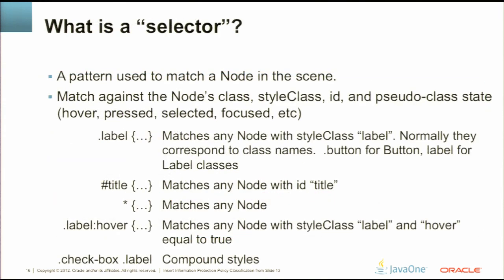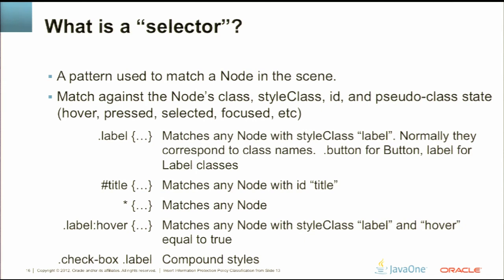So what you're going to do is define the styles, right? And how do you define the styles? You need to define how you're going to apply them. Who is going to be changed by these styles? This is what we call the selector. This is what we actually match with the nodes in the scene graph.